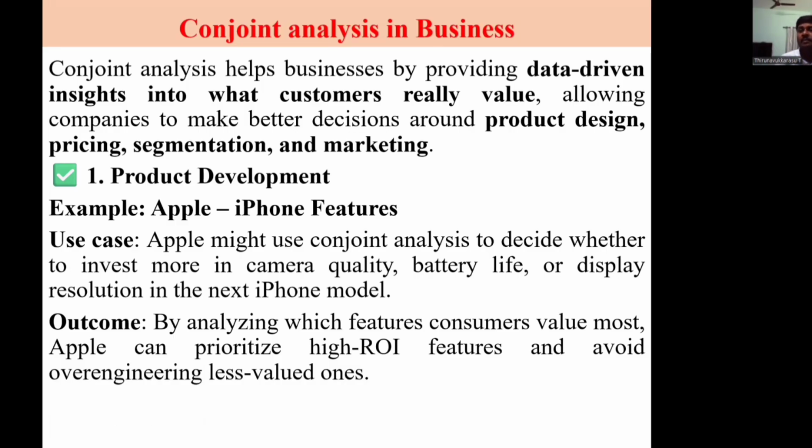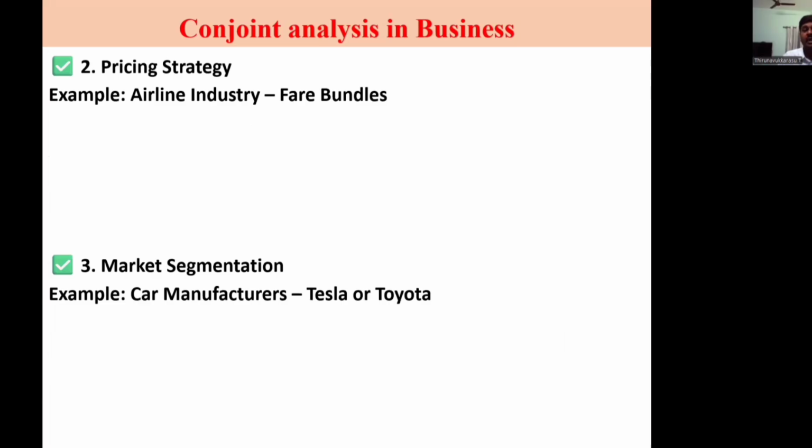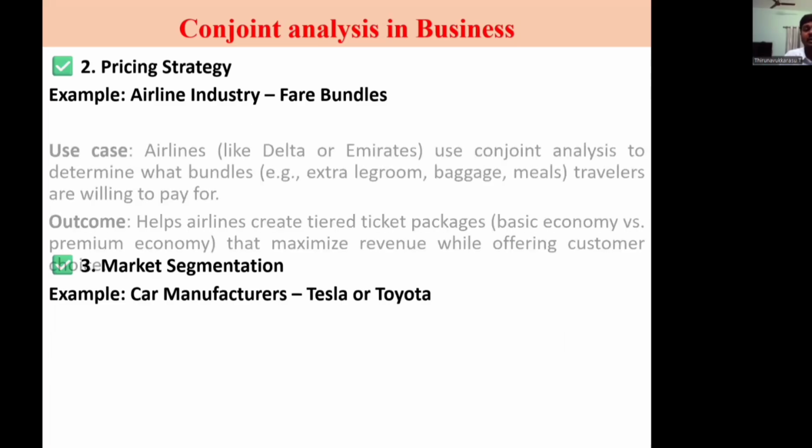The company may decide based on previous experiences, which it gets through the conjoint analysis. By analyzing which features consumers value most, Apple can prioritize high return on investment features and avoid overinvesting in less valued ones. So the majority feature is what you have to strengthen in your product. The second one is pricing strategies, and the third one is market segmentation.